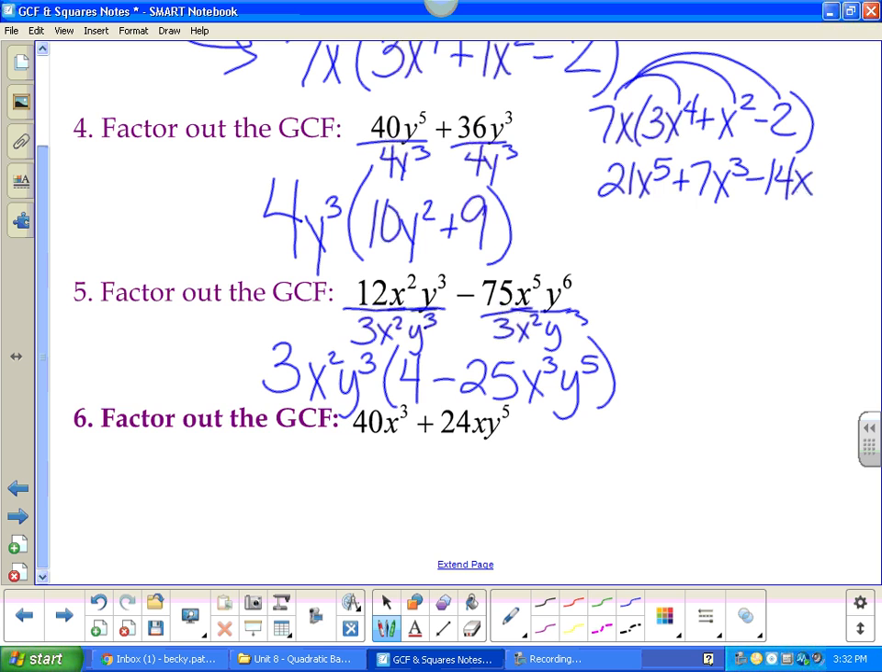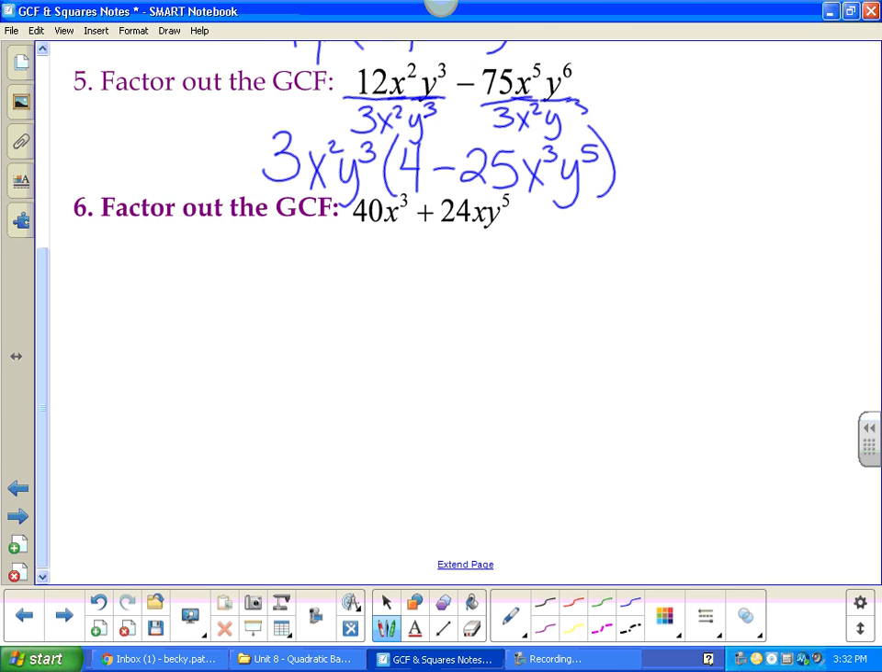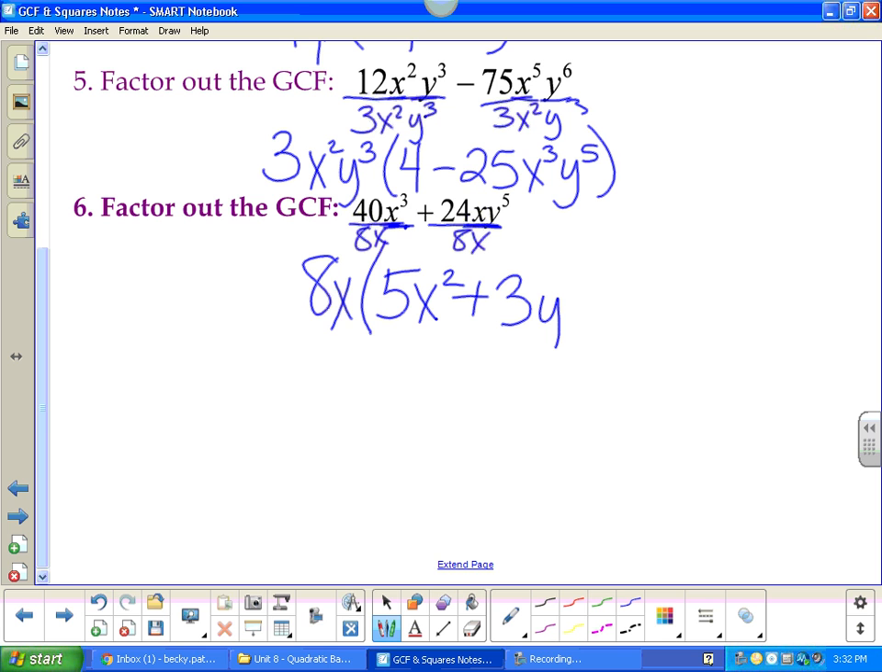And then number 6, 40 and 24. They're both even, so I know 2 goes. I know 4 goes, but I can go bigger. I think I can go 8. 8 goes into 40 and 8 goes into 24. So I think it's 8. And then he has an x to the 3rd and he has an x to the 1. So 1. Then this is interesting. He has y to the 5th, but he has no y. So since he has 0, I can't take any out. So then I divide by 8x. So that's going to give me 5x squared plus 3, x's cancel, y to the 5th.